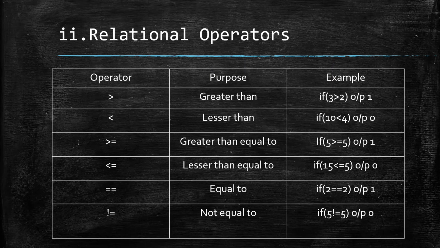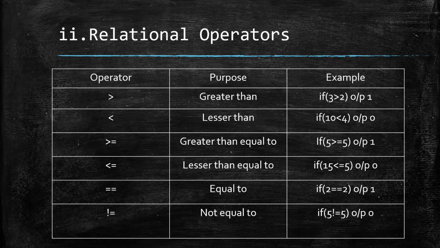next operator is lesser than. It is used to check whether the left operand is lesser than the right operand or not. Example, if 10 lesser than 4. Is 10 lesser than 4? No, it's false, right? The condition is false, so the output is 0.